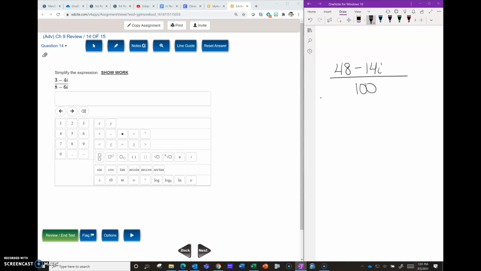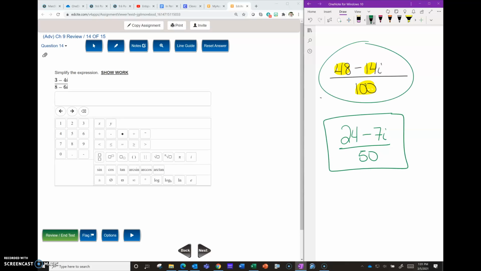answer. But some of you might notice that if you look at the whole real number pieces of this, those are all even numbers. So 48 divided by 2 is 24. 14 divided by 2 is 7. 100 divided by 2 is 50. This is technically the most correct answer, but again, I will accept either answer on this test.